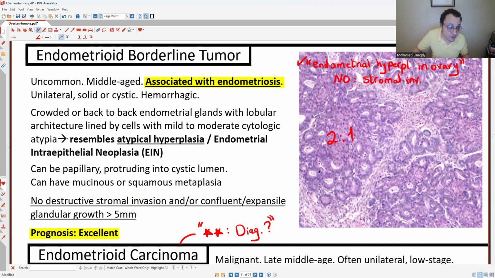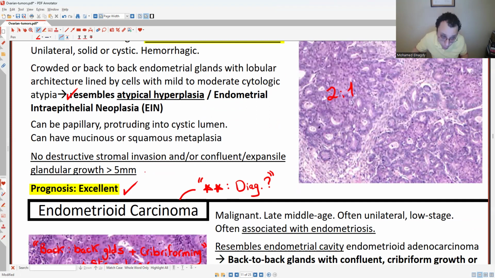See, he's saying it resembles atypical hyperplasia / endometrial intraepithelial neoplasia. There is no stromal invasion. It's also associated with endometriosis. The prognosis here is excellent. There is no destructive stromal invasion.